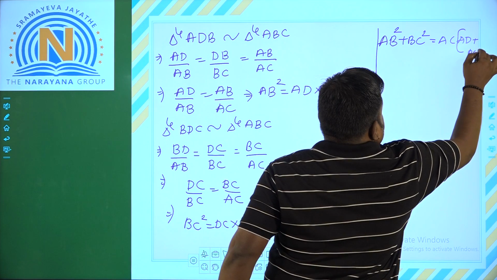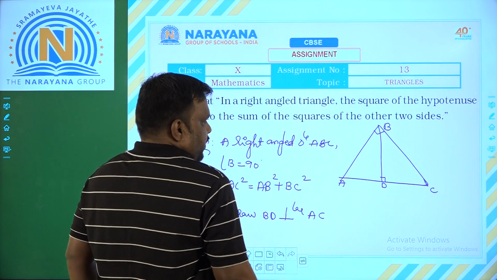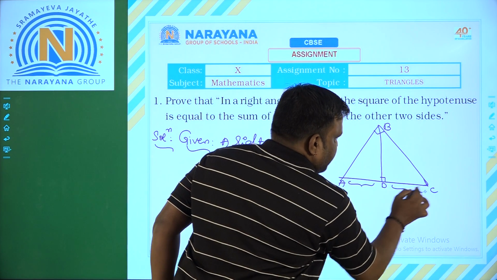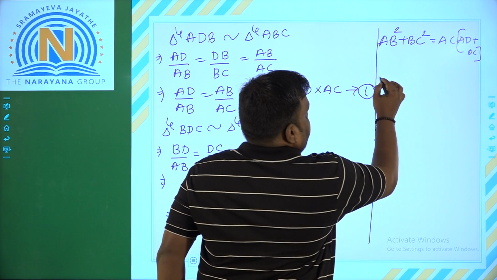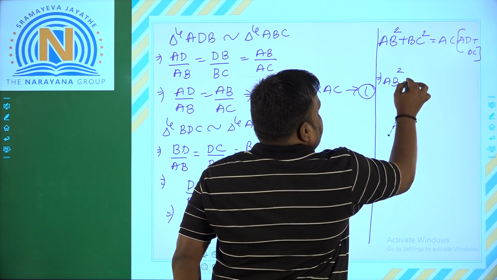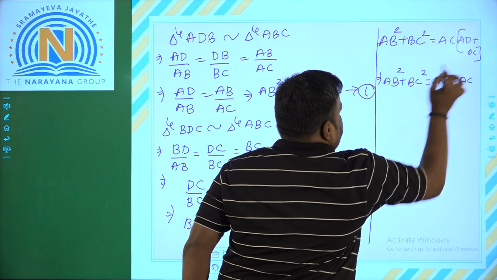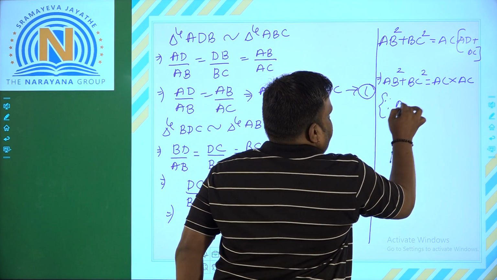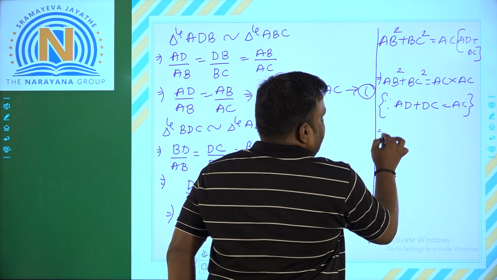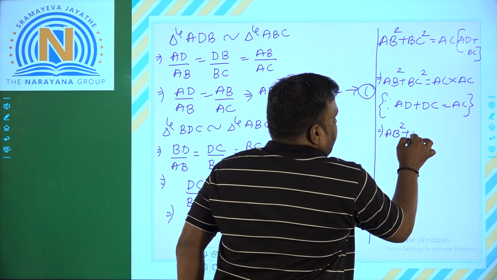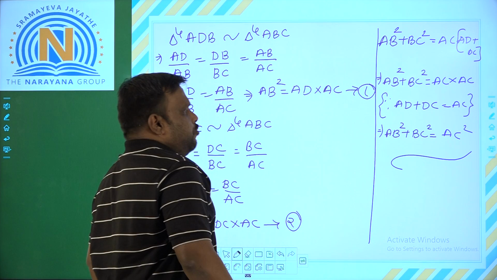AD plus DC. Now, if you observe the figure correctly, AD plus DC is nothing but AC again, right? So here AB square plus BC square is equal to, already AC is there outside, into AC again, since AD plus DC is equal to AC. So from here AB square plus BC square is equal to AC square. This is what you have to prove.